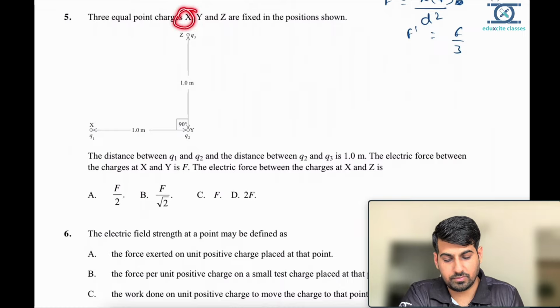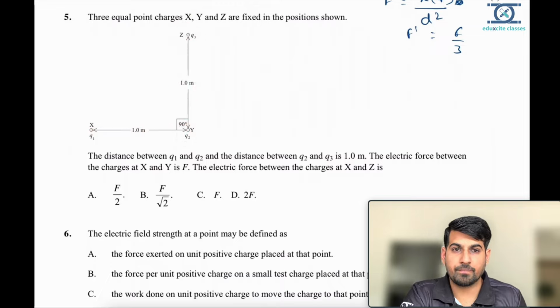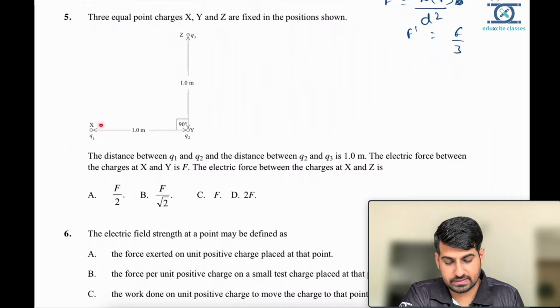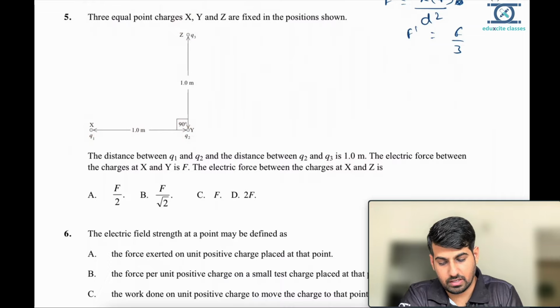There are equal charges x, y and z. The distance between q1 and q2 is 1. q2 and q3 is also 1. The electric force between x and y. Okay. Now x and y I can say like this. Let us say all point charges are of q. So the force F is what? K q square upon 1 square.